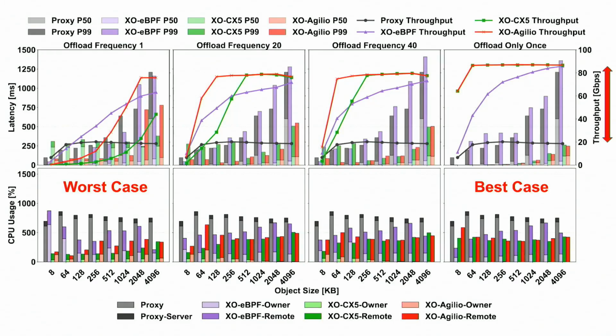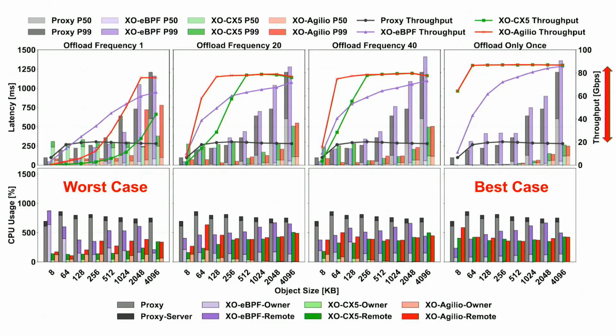This is the evaluation result. We use the metrics throughput and CPU usage, and we are checking the performance at different offloading frequencies. On the left-hand side, we have the offload frequency of 1, which means that a connection is offloaded to a server, served, immediately goes back, and is then immediately served by another backend again.